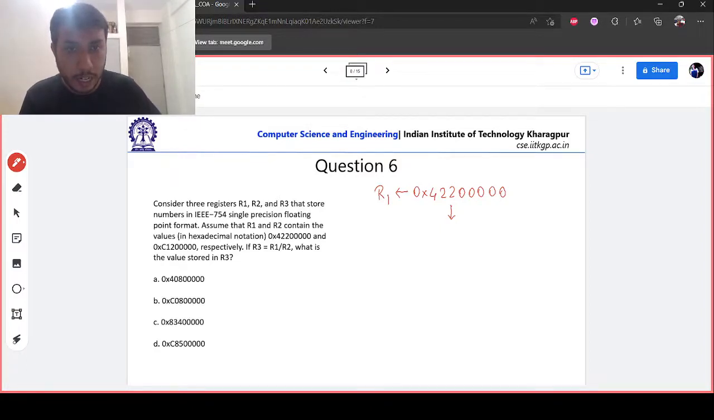Sorry, R1 is given as 0x42200000. We need to convert it into binary.